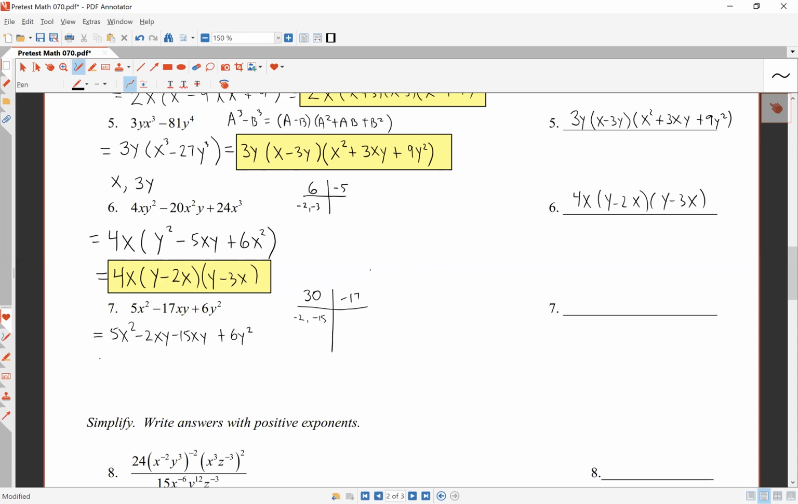And now we factor by grouping. From the first pair, we factor out an x, and that leaves us with 5x minus 2y. From the second pair, we factor out a 3y, and we're left with 5x minus 2y. When you produce the same binomial twice, you know that you've done this correctly. We factor that out to the right-hand side, 5x minus 2y, and we're left with x minus 3y.